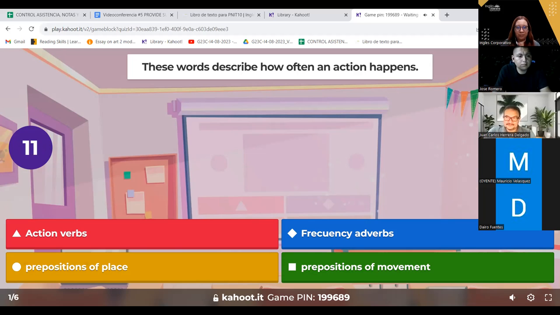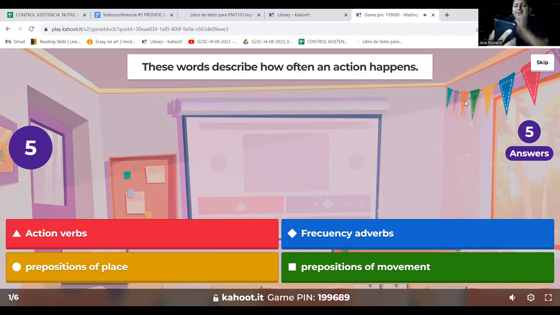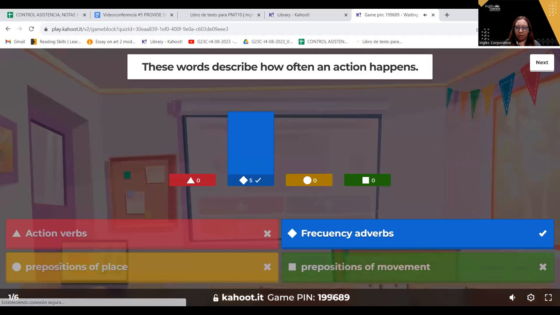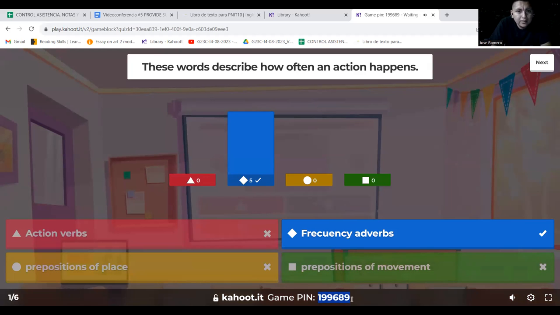Right, let's see. 10 seconds. Here I went out. I lose the key. The pin. Oh, the pin is here. 199.689. Okay. So yes, correct.